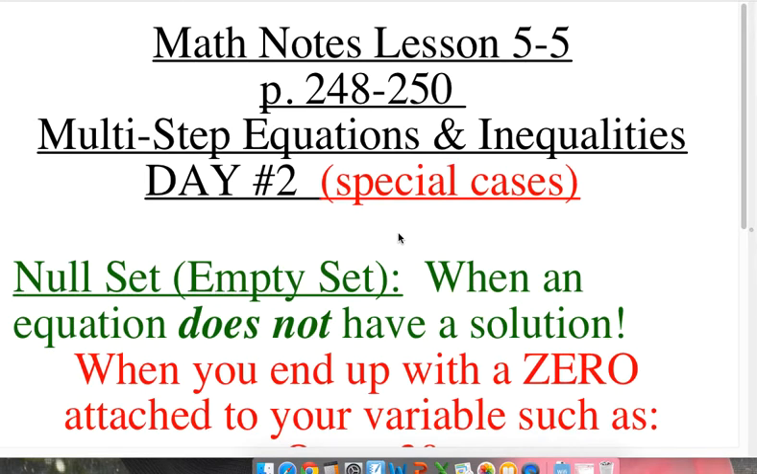As you can see, we are moving on to day 2 of this multi-step equations and inequalities lesson. In your textbook, we're still at lesson 5.5. If you care to follow along, that's chapter 5, lesson 5 on page 248.